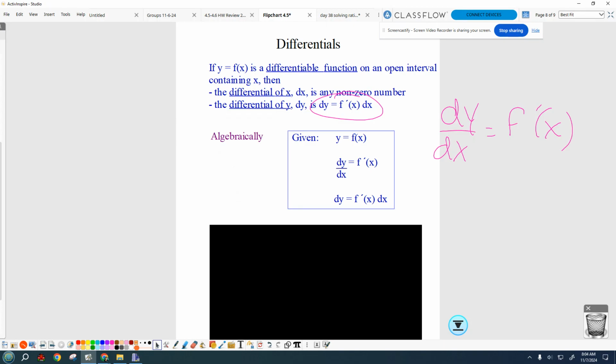So the change in y is equal to the derivative times dx. It's just a fraction. You guys okay with that? It really bothered me, but I have a different math brain. It ticked me off.